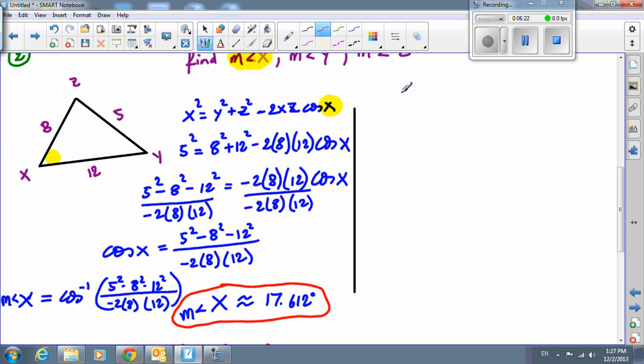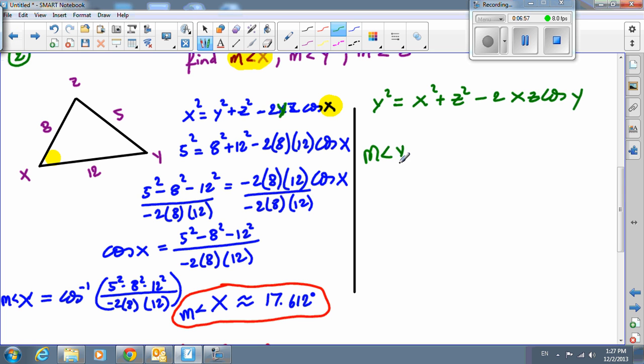Why don't we do the same thing, this time for a different angle? So how will you pick y? I will say y squared is equal to, just like we did previously, x squared plus z squared minus 2 times x z cosine of y. Well, I will try to figure out the measure of angle y.